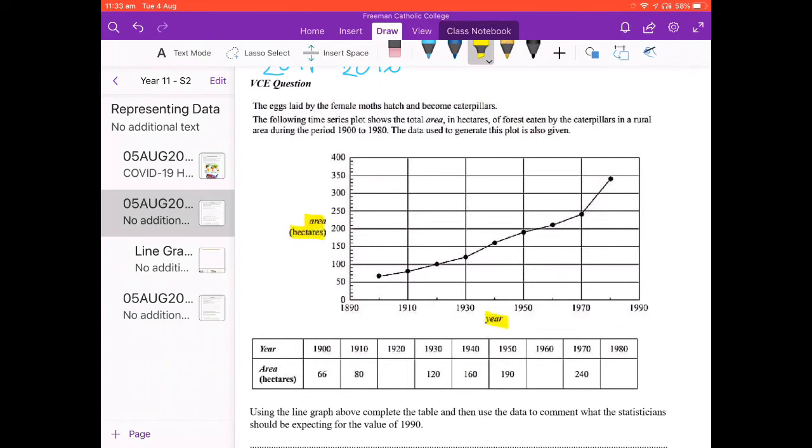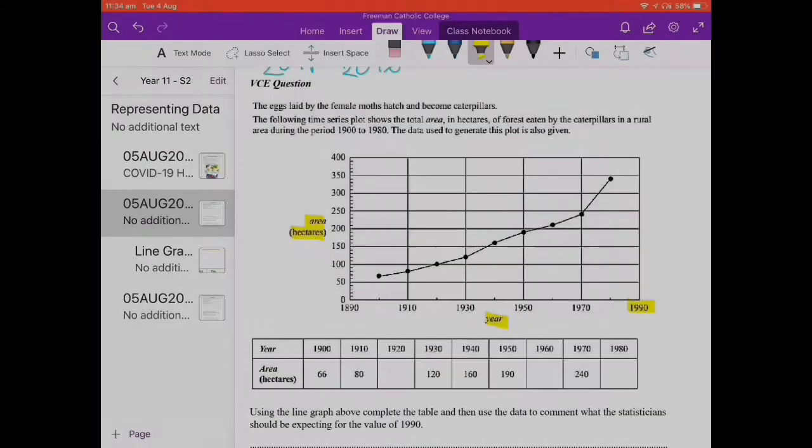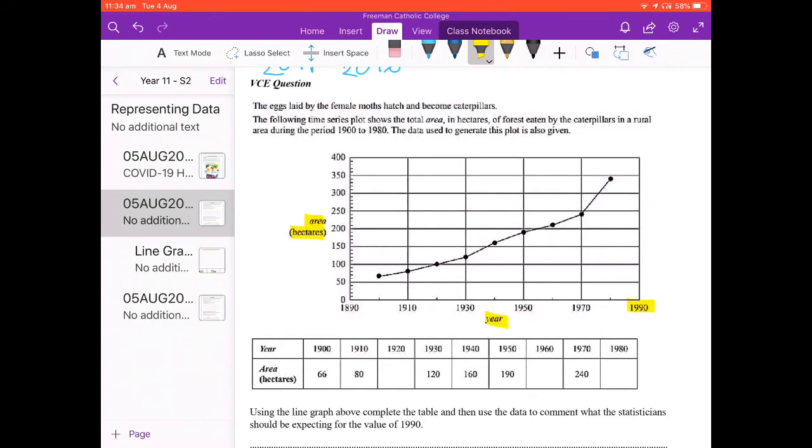We've got year. It says, using the line graph above, complete the table and then use the data to comment on what the statistician should be expecting for the value of 1990. Okay, so it's forecasting. If you can see, 1990 hasn't been plotted, so it's forecasting what will happen next. We can see on the horizontal axis that the years go up by 20s, okay, and there is no dot in 1890 because there was no data for it.